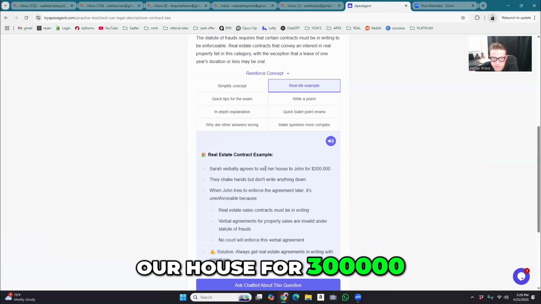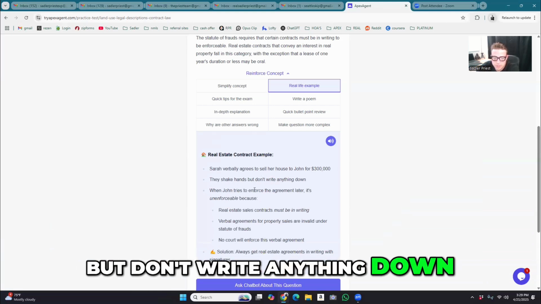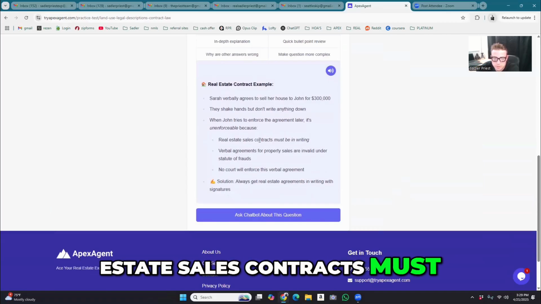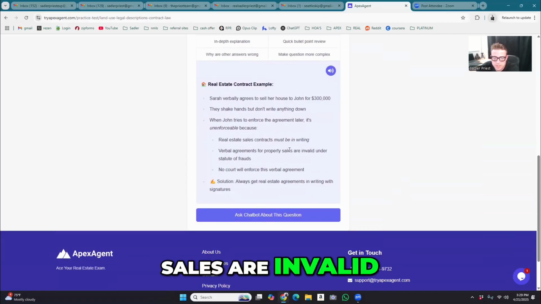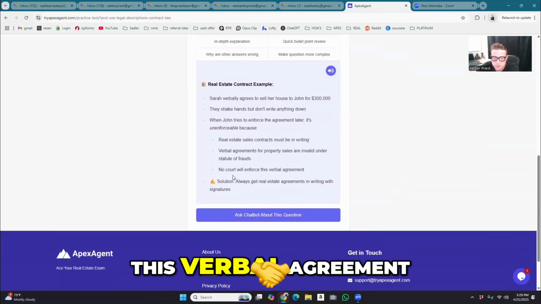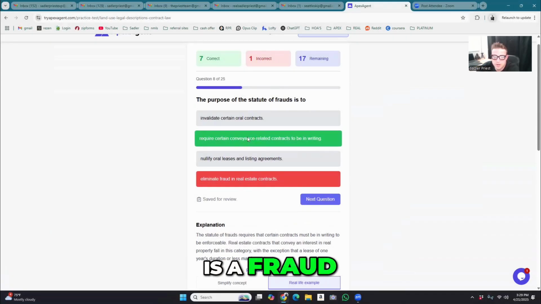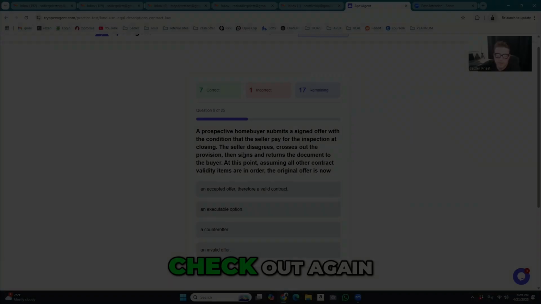Let's reinforce the concept. Sarah verbally agrees to sell her house to John for $300,000. They shake hands but don't write anything down. When John tries to enforce the agreement later, it's unenforceable because real estate sales contracts must be in writing. Verbal agreements for property sales are invalid. No court will enforce this verbal agreement. Always get real estate agreements in writing. Yeah, we know that. It just says the purpose of the statute of frauds is to require contracts to be in writing. It's one I'd probably put to the side to check out again.